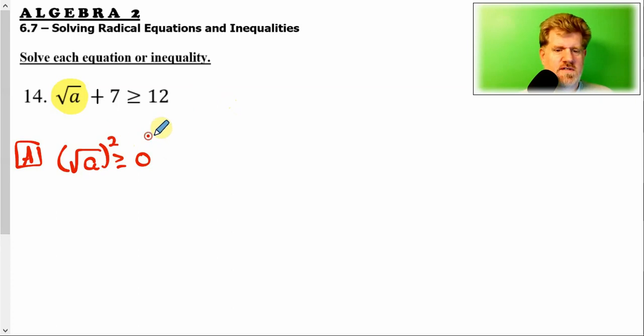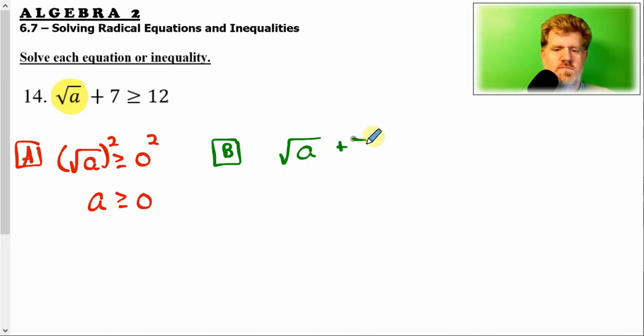Square both sides. 0 squared is still 0. So I know this must be true: a must be greater than or equal to 0. Now, case B. The whole inequality has to be true. It's got to be solved.